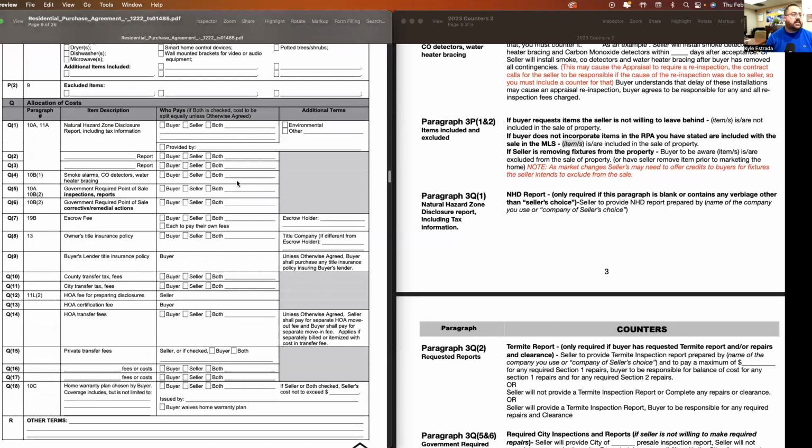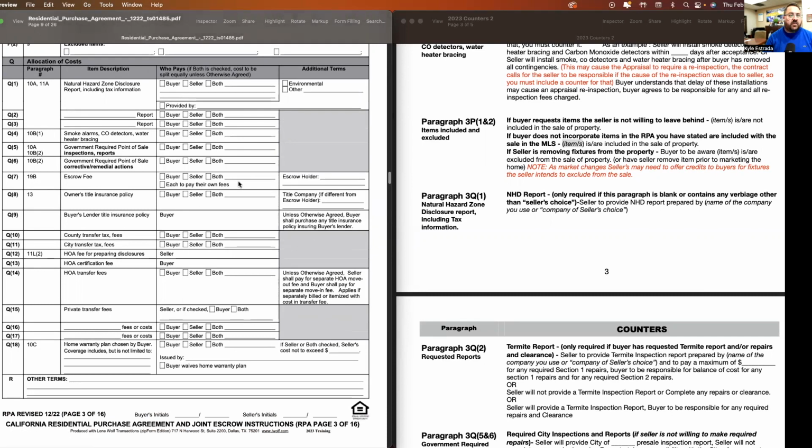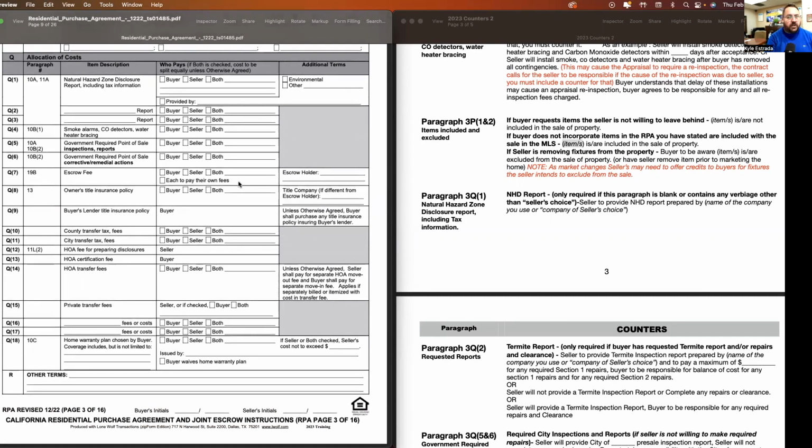All right, so let's look at the NHD report. Pretty straightforward. Really, the only thing we're going to counter there is if they didn't include it, right? You're going to put it. If you want the seller's choice, you're going to do seller's choice. If they didn't put that, right? So it's going to be something like seller to provide NHD report prepared by the name of the company that you use or company of seller's choice, one way or the other. So you're going to address that if they put anything other than seller's choice already.